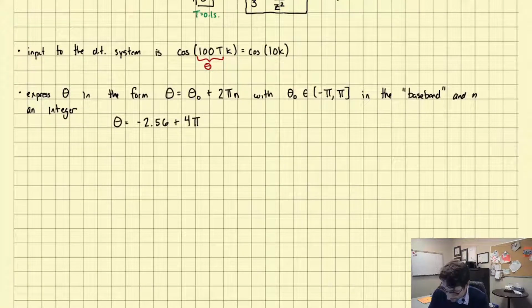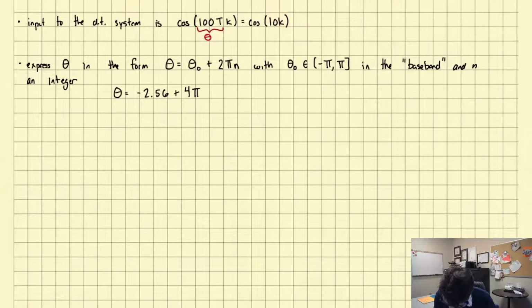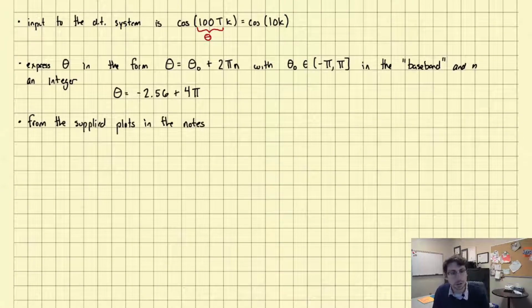Okay. And now that I have my baseband value, I can go and use the supplied figure, because the figure only tells me information from, I believe, 0 to pi, but we can use the symmetry, the even and oddness of the magnitude and phase at that point. That's the reason I did that. I wanted to get the baseband component to be able to use the figure. So now from the plots in the notes, what do we get?